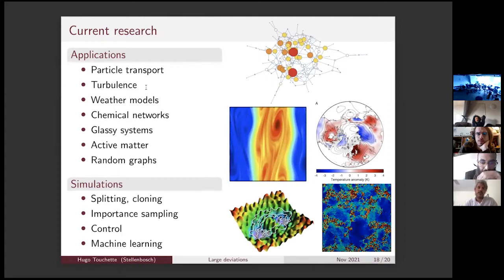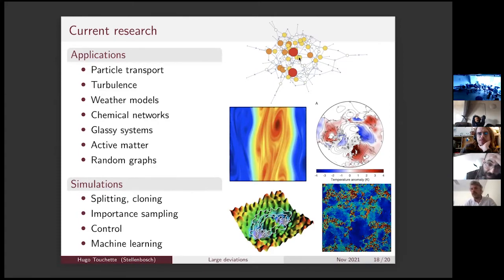People have also looked at bistability in a turbulence model, where you have random transitions between two metastable states in a turbulent fluid. People have looked also at temperature anomalies in very simple climate models, trying to understand some temperature anomalies that happened, I think, in 2010 and 2012 in the Northern Europe region. You can apply this also to chemical networks. I've mentioned disordered systems, and also random graphs.